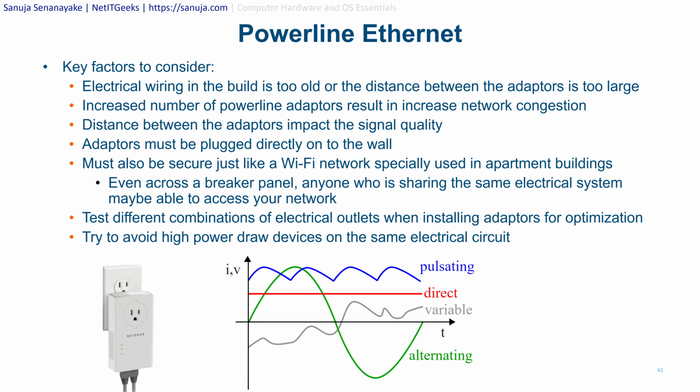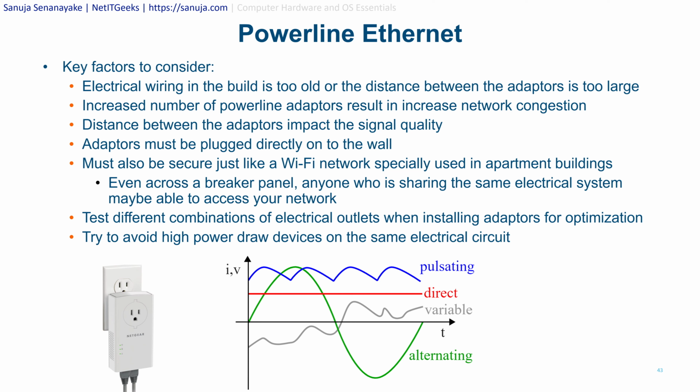Increased number of Powerline adapters also results in increased network congestion. So if you put a whole bunch of Powerline adapters in one single electrical circuit, that would create a very high congestion situation where the network will bog down.